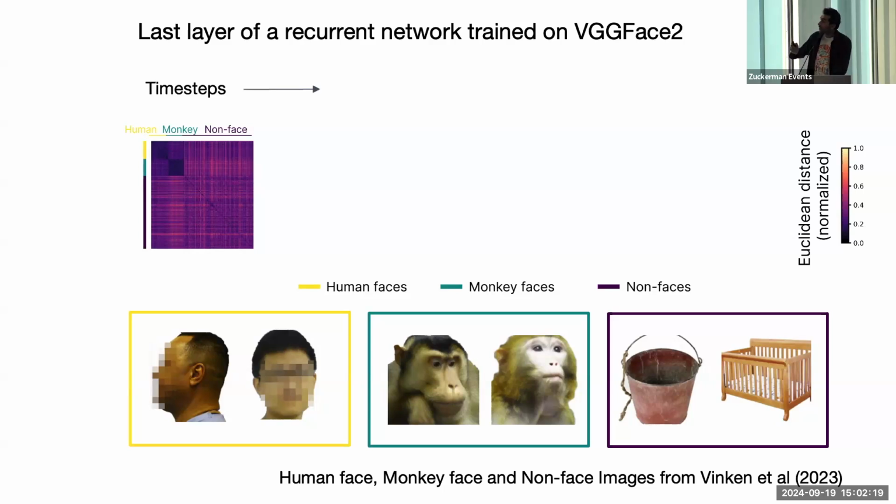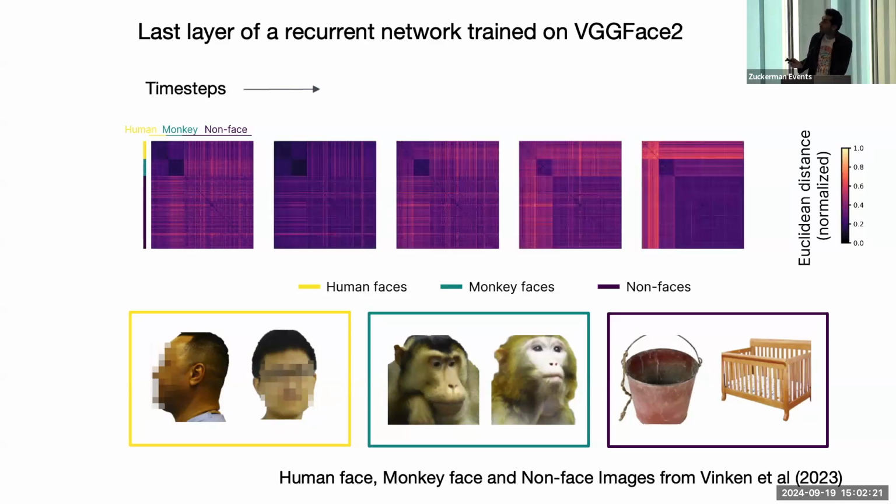If we look across the time steps in our network, we see something like this emerging. What this tells you is that as the time steps go on, human faces are becoming more dissimilar to one another, and the objects are becoming kind of similar to each other. So in a way, the representation of faces is expanding and the representation of objects is collapsing. So it's the dynamics that we're interested in.